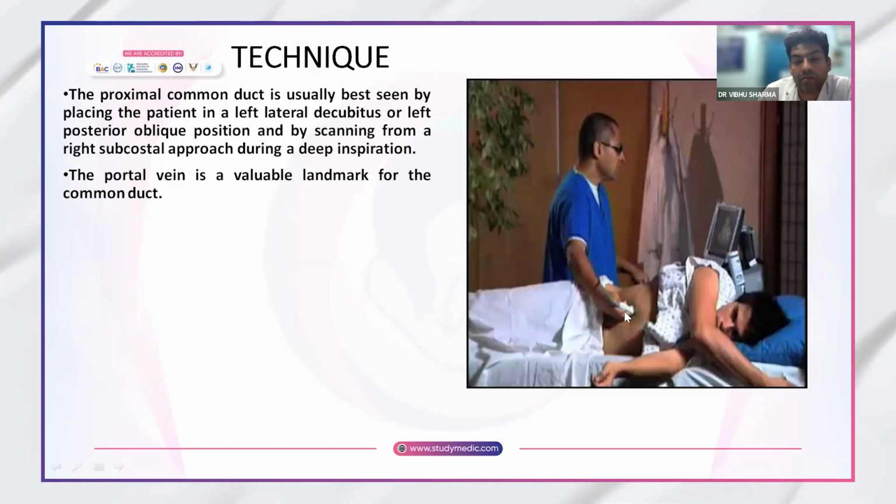We should see in left lateral decubitus position or left posterior oblique position. In right subcostal approach, you can see that the transducer is facing towards the right shoulder. So then we can very well see the landmarks. The portal vein is a valuable landmark, and also the common duct.